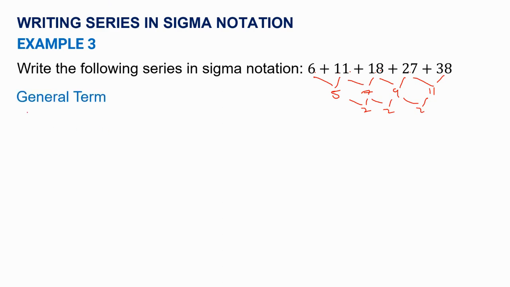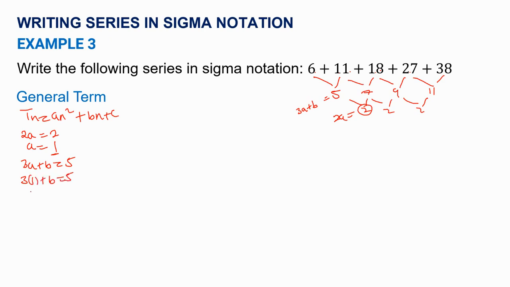The general term for a quadratic sequence is Tn is equal to an squared plus bn plus c. Let's find a. We equate this to 2a. So we say 2a is equal to 2, meaning that a is equal to 1. The first term of the first difference is 3a plus b. So it becomes 3a plus b is equal to 5. But a is equal to 1. So 3 times 1 plus b is equal to 5, meaning that b is equal to 2.